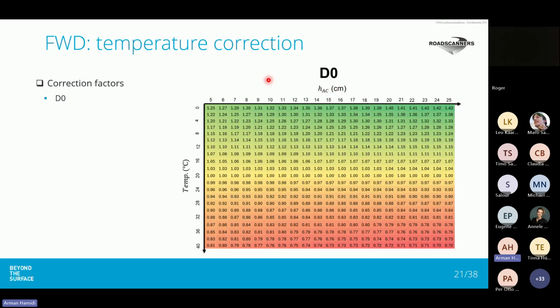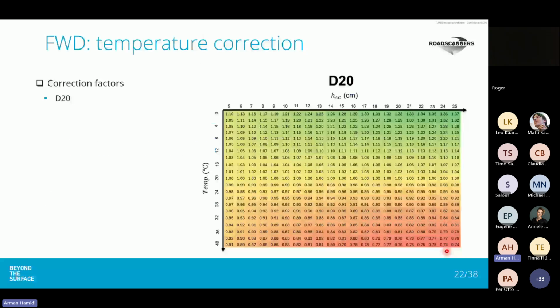And it is obvious that by increasing asphalt layer thickness, the viscoelastic component of the whole pavement structure will be more dominant. And this is the reason that these correction factors will be more influential. And also at high temperature levels for thin asphalt layers, we see that we have these correction factors, but at thicker asphalt layers, we will have more influential, more powerful correction factors. And the same was done for other radial distances.